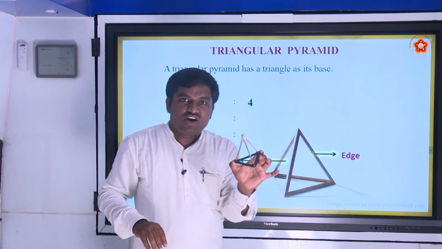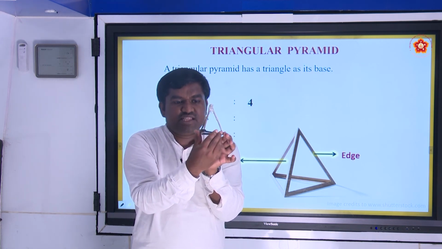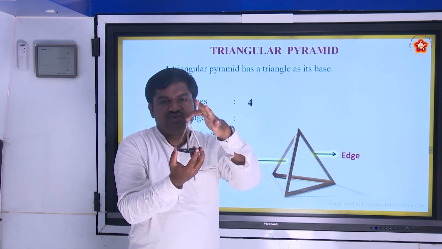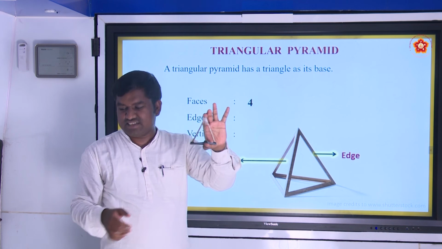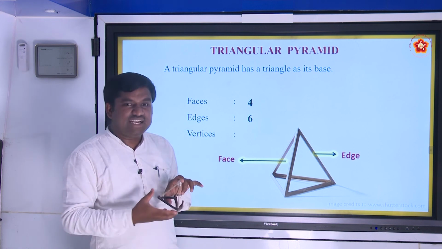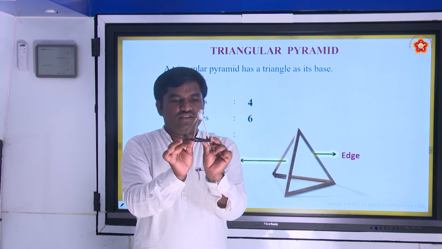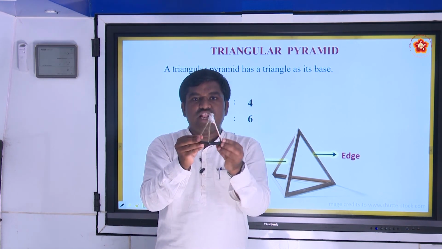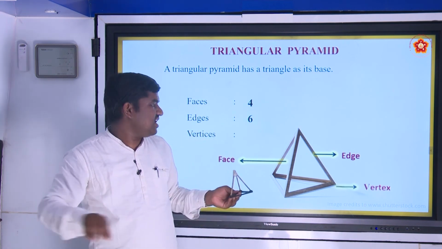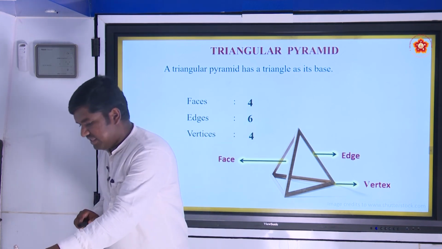Next, edges. How many edges are there? See, 1, 2, 3. 3 edges in the bottom. Next, fourth one, fifth one and sixth one. Total 6 edges are there in this triangular pyramid. Next, vertices. How many vertices are there? See, this is the first one, second one, third one and fourth one. Total 4 vertices are there in this triangular pyramid.